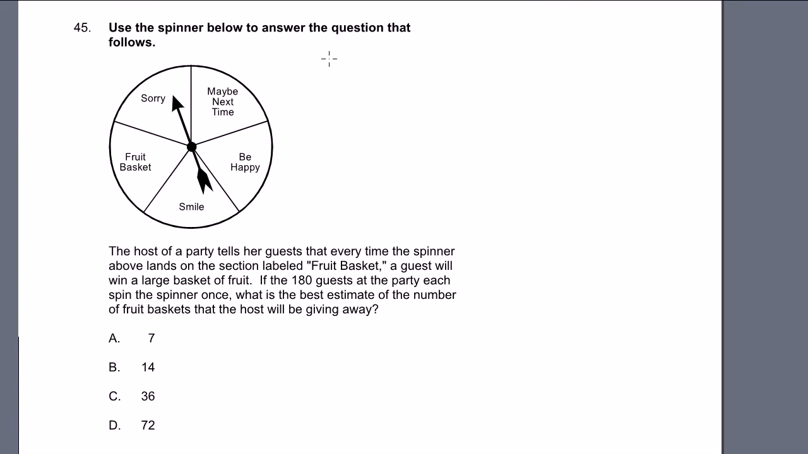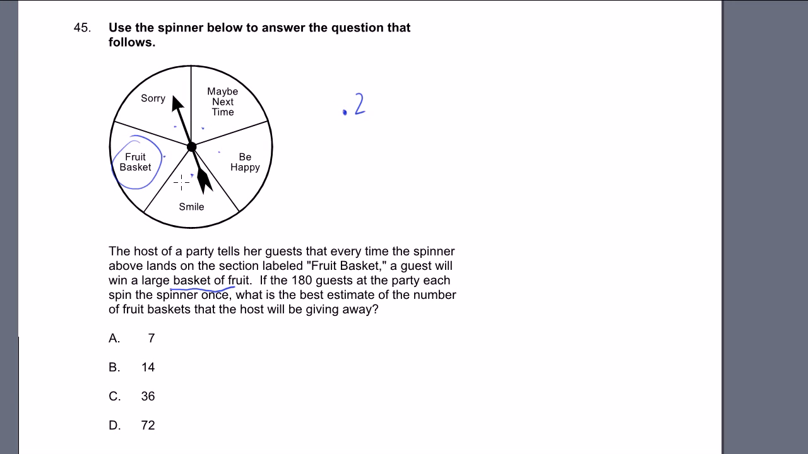Use the spinner below to answer the question that follows. Okay, there's our spinner. The host of a party tells her guests that every time the spinner above lands on the section labeled fruit basket, that's the section labeled fruit basket, a guest will win a large basket of fruit. If the 180 guests at the party each spin the spinner once, what is the best estimate of the number of fruit baskets that the host will be giving away? So let's see, we have, looks like 1, 2, 3, 4, 5. They look about equal. So you have 5 equal pies. So it looks like there's a 0.2 or 20% chance of getting fruit basket.